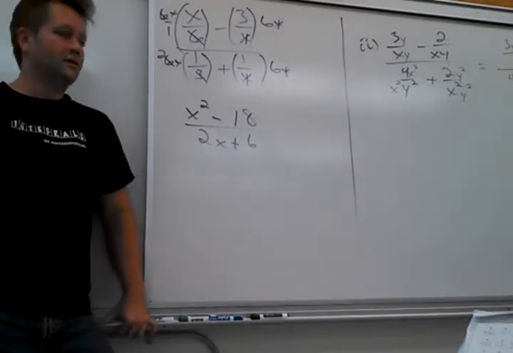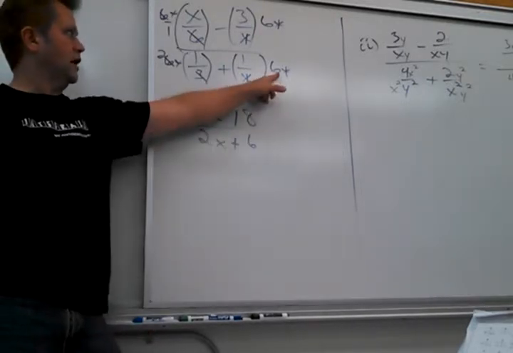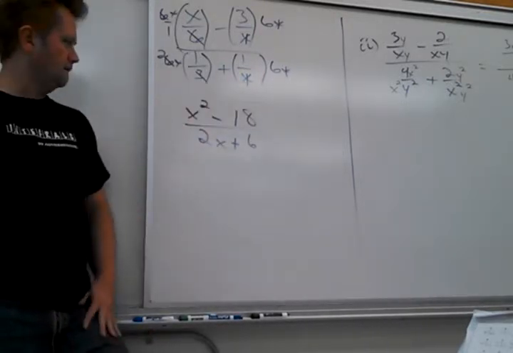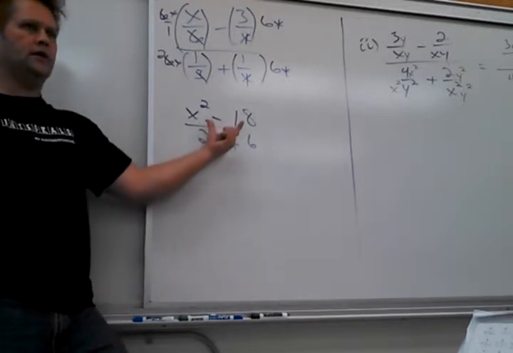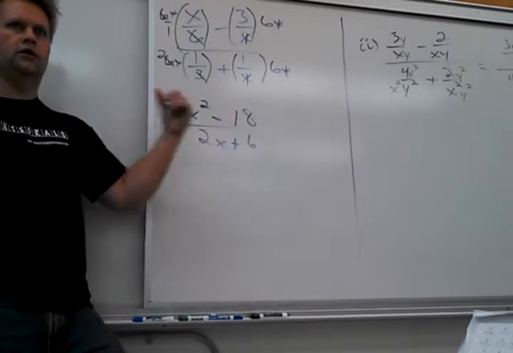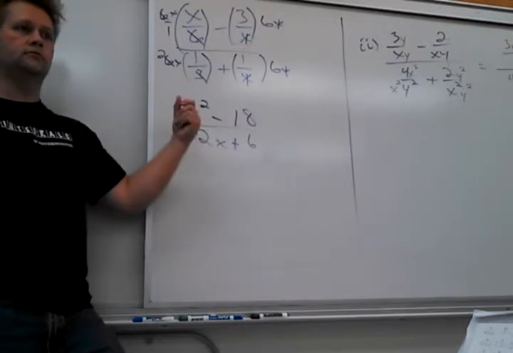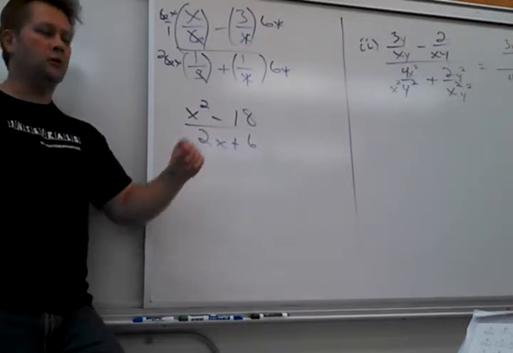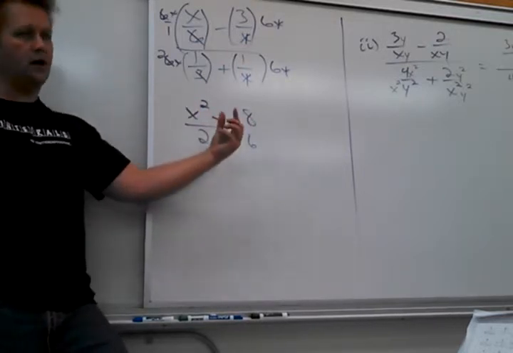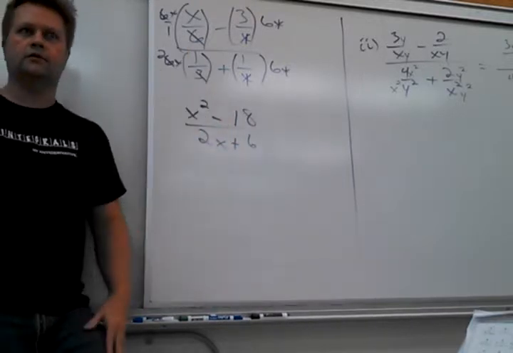Plus 6. Right, because nothing cancels that 6 yet. Now can you factor the top? No, not nicely. You actually could factor it, but it would be x plus square root of 18, x minus square root of 8. I don't want to deal with that. That's crap.